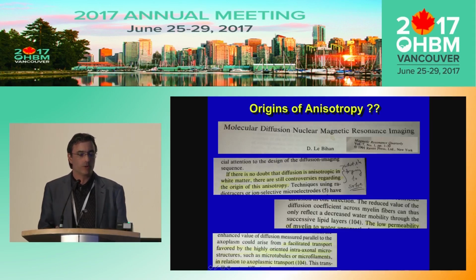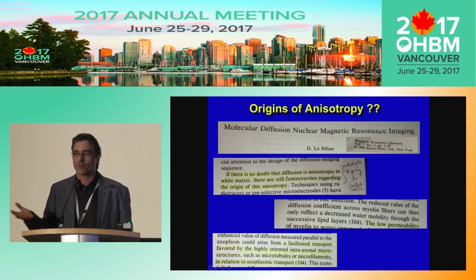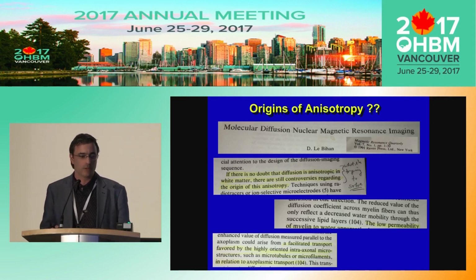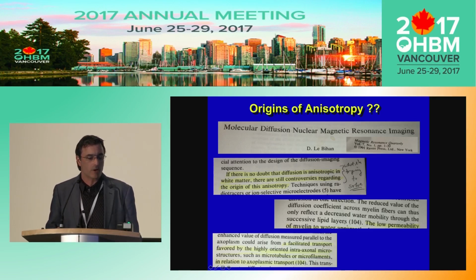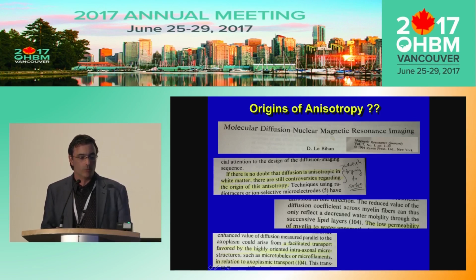This was a review article in 1991 by Denis Le Bihan that talks about, well, for sure diffusion's anisotropic in white matter, but there's still controversies regarding the origin. I like the "still" part because it was just published a year earlier, and here we are debating it 27 years later. You can see my little scribblings when I was a PhD student, what I'm trying to solve here on this. And then below, he talks about decreased mobility through the successive lipid bilayers of myelin.